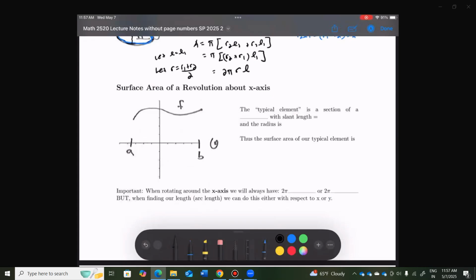Right, so now when we're looking at revolving this around an axis, if we look at this function from a to b, and we're going around this, something like this, your radius is from that axis to the function. Okay, so r is your f of x.